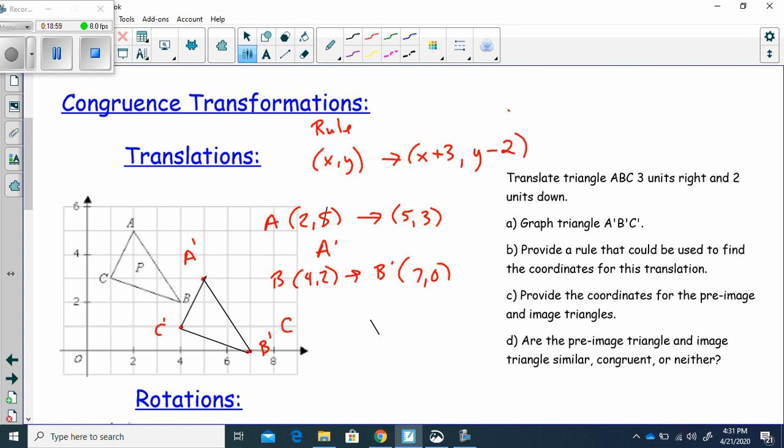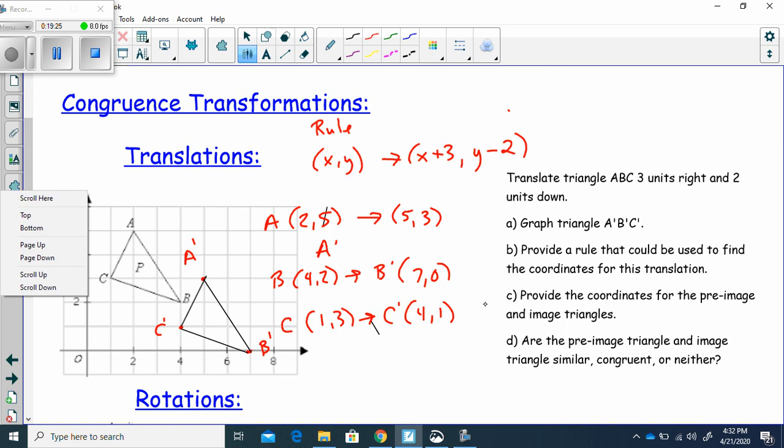And then let's look at C. On C, I started at 1, 3. And my C prime is at 4, 1. Well, let's look and see if we did exactly what we said we did. X plus 3, 1 plus 3 is 4. Y minus 2, 3 minus 2 is 1.